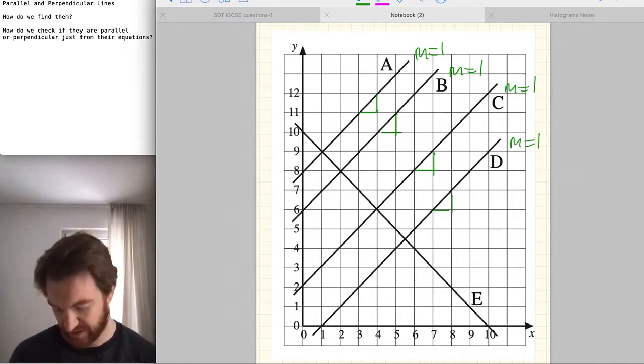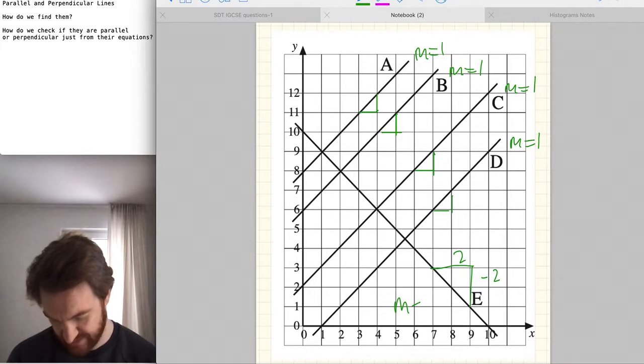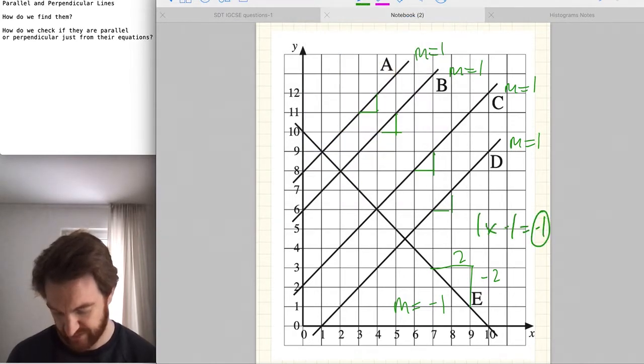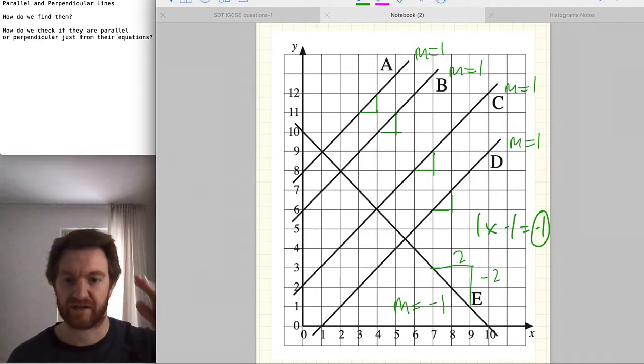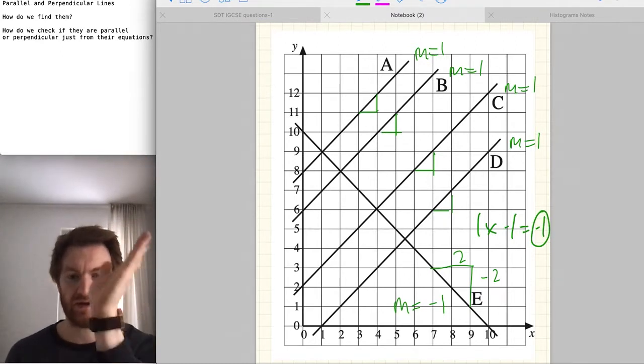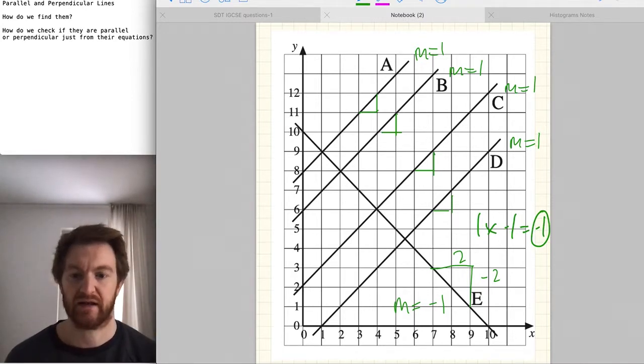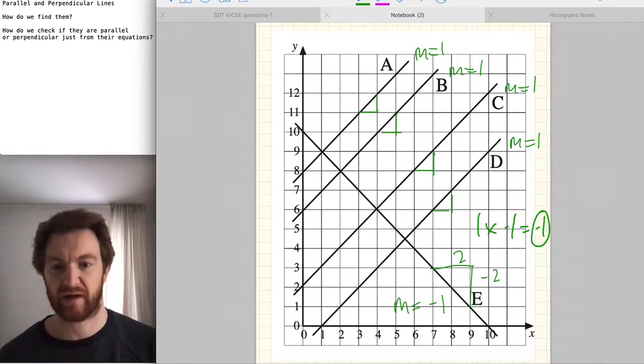When we look at line E, we can see it goes 2 across, 2 down, so the gradient here is -1. And of course, when we multiply these together, 1 times -1 is -1. So E is perpendicular, and it's perpendicular to all of those lines because they're parallel. All the parallel lines have the same gradient, so if it's perpendicular to one of them, it's perpendicular to all of them.